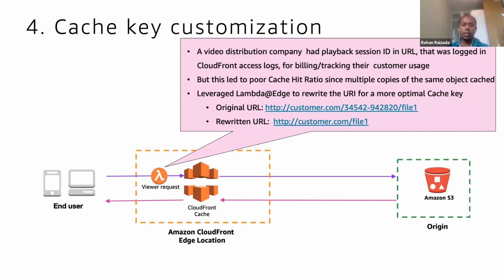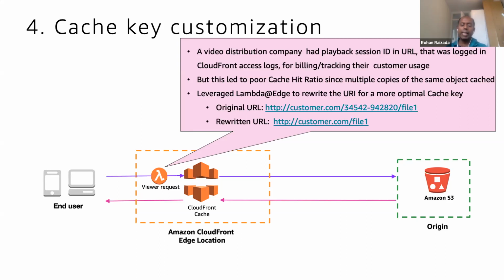But this is sending multiple requests to the origin for the same content because the URL is differing for each incoming user. One of the reasons they were doing this is because they were seeing the access logs for these different customers, and based on what they were accessing, they were able to charge back or track their customer usage. But as I mentioned earlier, for the same content, we had to go and fetch the content from the origin. This led to a very poor cache hit ratio, because now we had multiple copies of the same object cached.